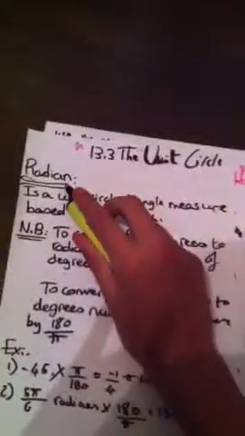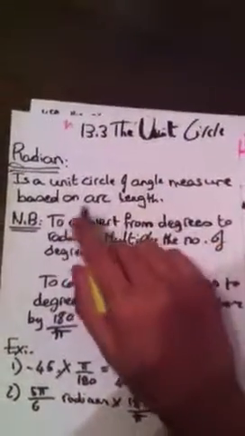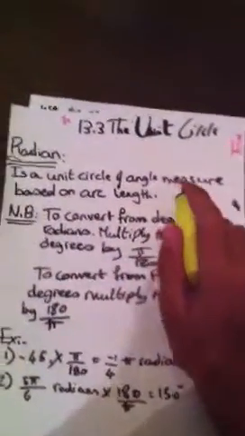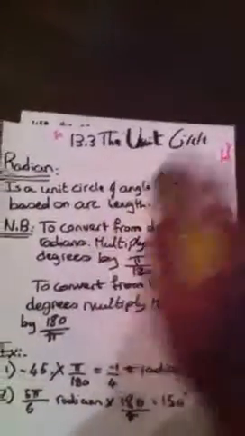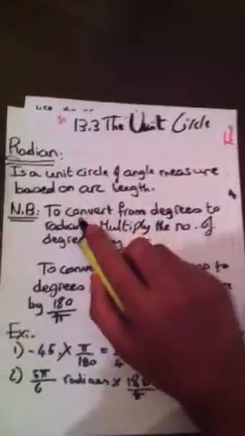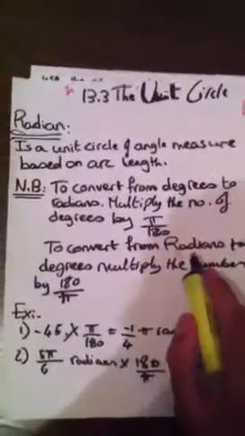Today I will be explaining 13.3, the unit circle. First, I'll be telling you what a radian is. A radian is a unit of measuring based on arc length, so it's basically used to measure arc length. We will be finding out how to convert from degrees to radians and from radians to degrees.